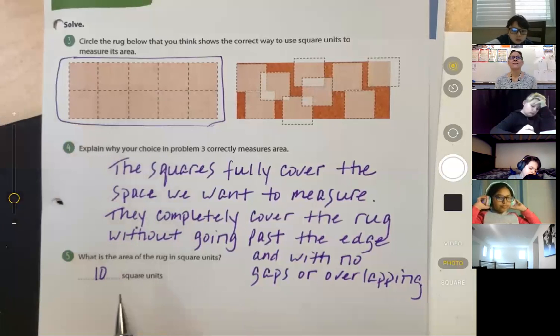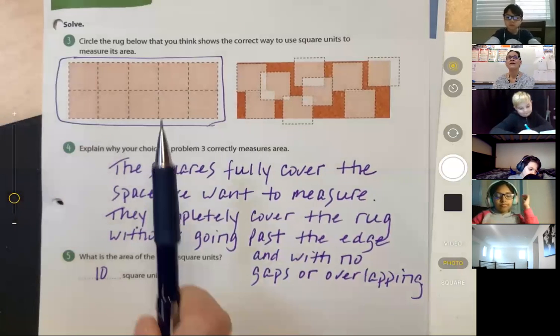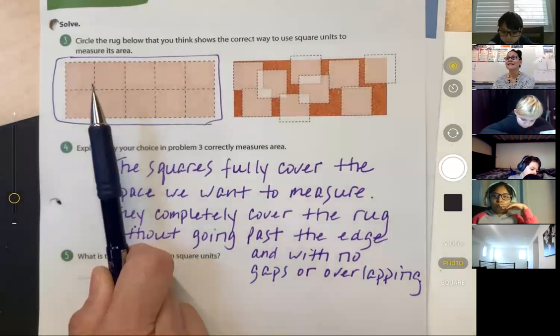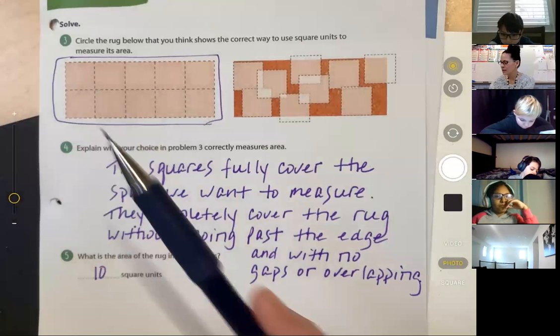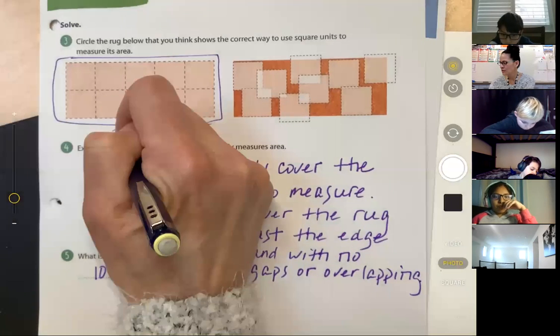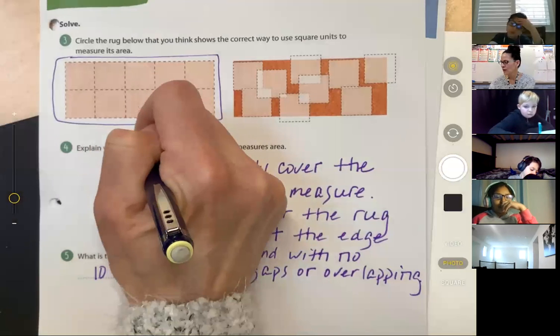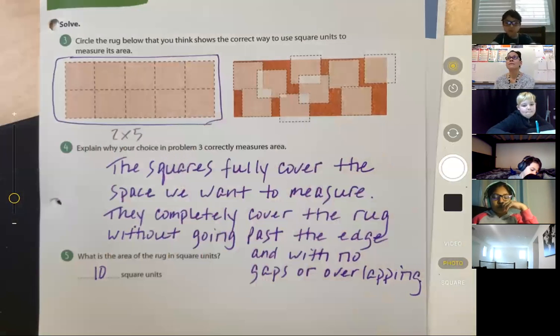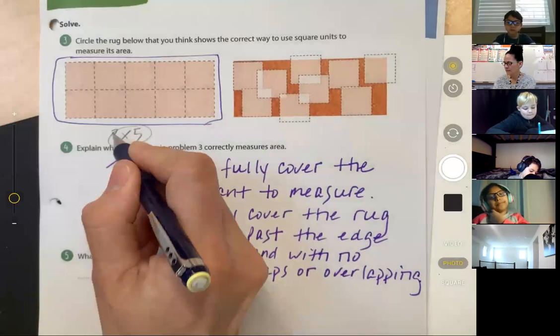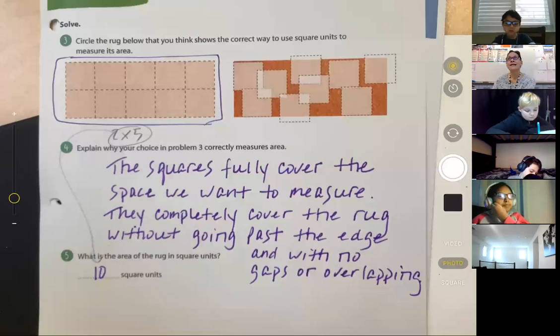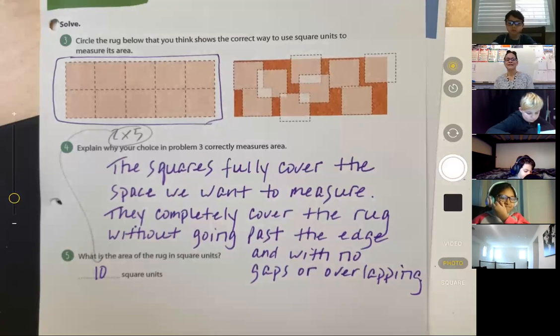You're seeing here that this is 10 square units. Why? Because if you take a look at this rug or this array, you are going to see that you have two groups or two rows of 5. What is that product? It is 10. More on that later, my friends.